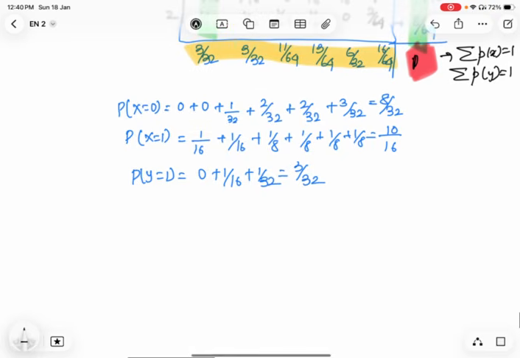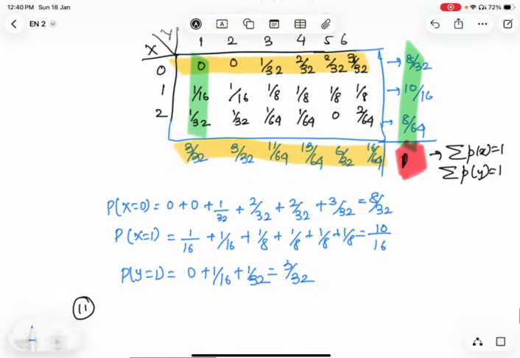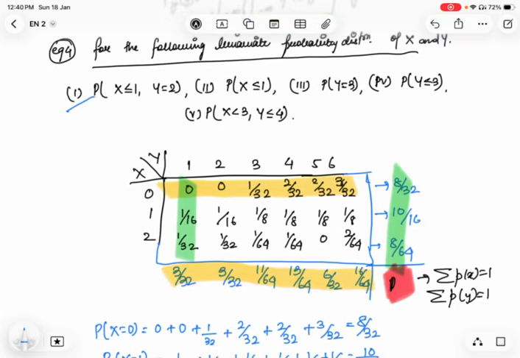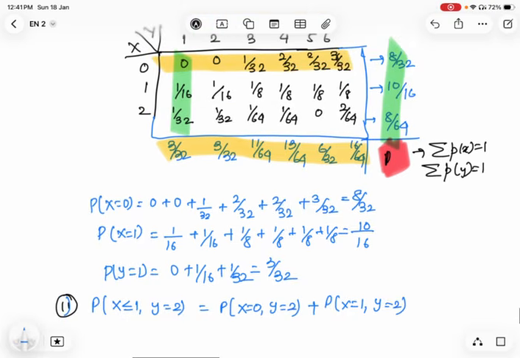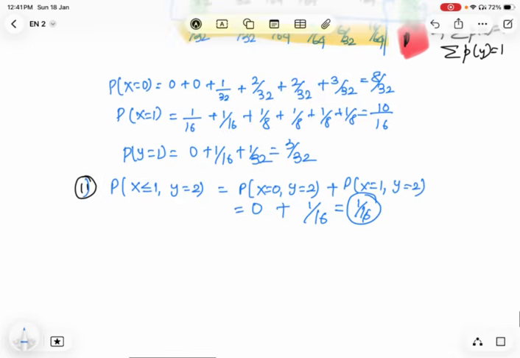Now, what is the second question? The first question is the probability that x is less than 1 and y is equal to 2. So it is equal to the probability of x is equal to 0, y is equal to 2, plus the probability of x is equal to 1, y is equal to 2. So x0, y2 is nothing but 0, plus x1 and y2 is 1 by 16. That is equal to 1 by 16. It is your answer. See, the easy questions are there.